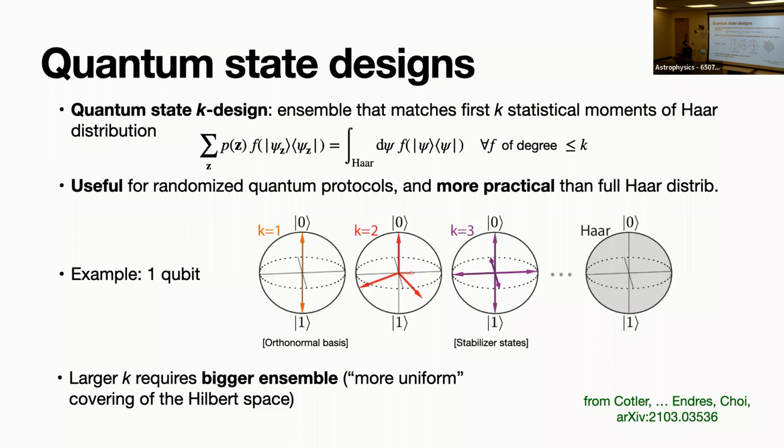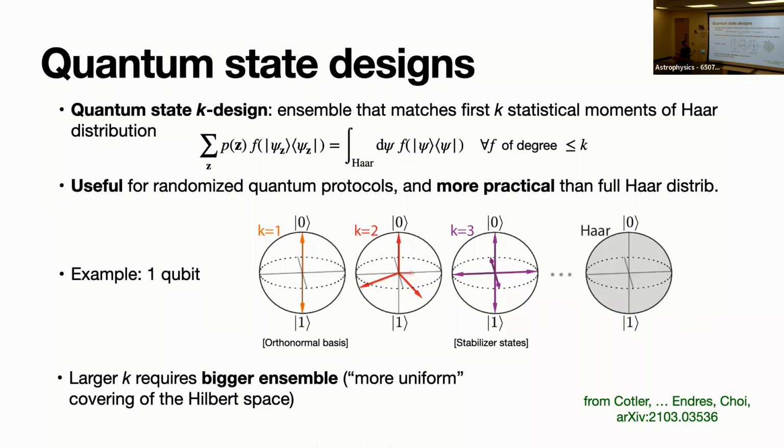So to get the variance right, you need to throw in more states. For example, the vertices of the tetrahedron form a two design, and then the vertices of the octahedron form a three design, which, for those of you who are familiar, are so-called stabilizer states, which are very important also in quantum information theory. So as you can see, we can get more and more of these moments correct by throwing more states into our distribution.